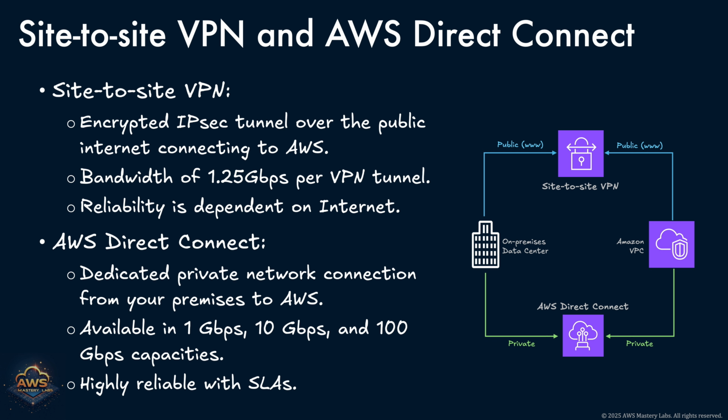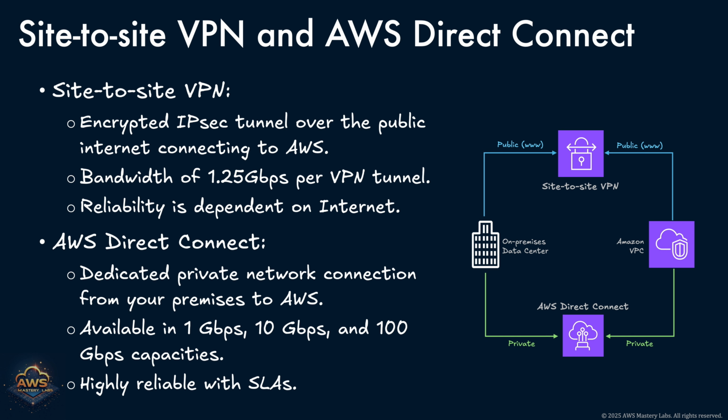AWS Direct Connect, on the other hand, provides a dedicated, private network connection from your on-premises infrastructure directly to AWS. This bypasses the public internet entirely, resulting in lower latency, higher throughput, and much more consistent network performance. Direct Connect is ideal for high-volume data transfers, real-time applications, or compliance-sensitive workloads. It's available in port speeds ranging from 1 Gbps to 100 Gbps and can be bonded for even greater capacity.